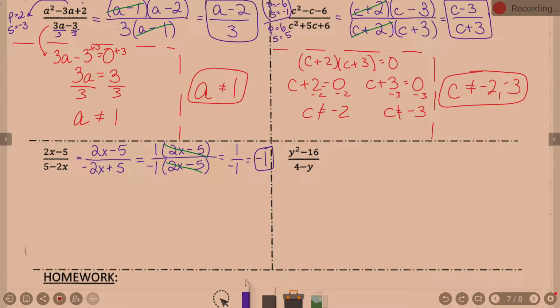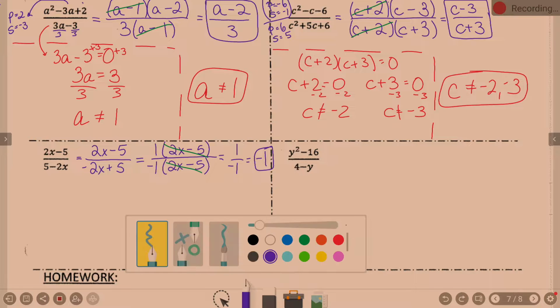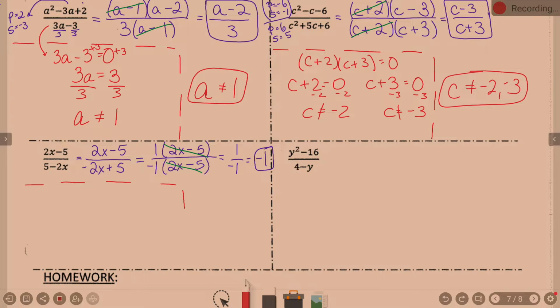And of course, as always, excluded values. Whether you remember what to call them or not, right? Yeah. Struggling. And how am I going to find this excluded value? Denominator. Okay. What denominator are you guys setting equal to 0? The original. I mean, we have options here. We can do 5 minus 2x, or we can do negative 2x plus 5. Either or. The negative 2x plus 5?